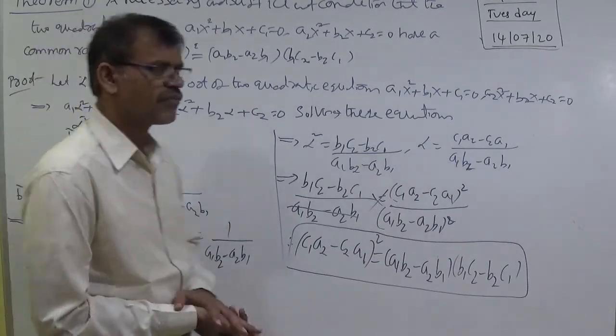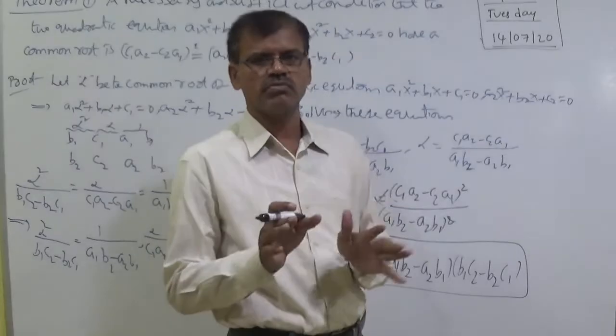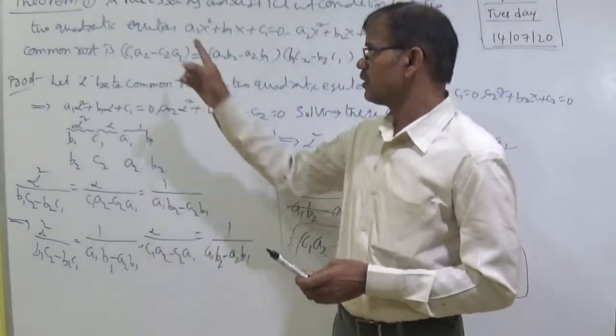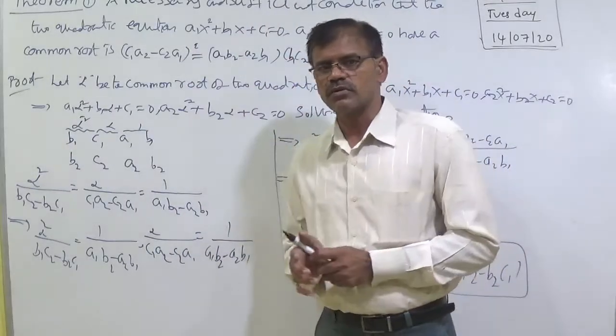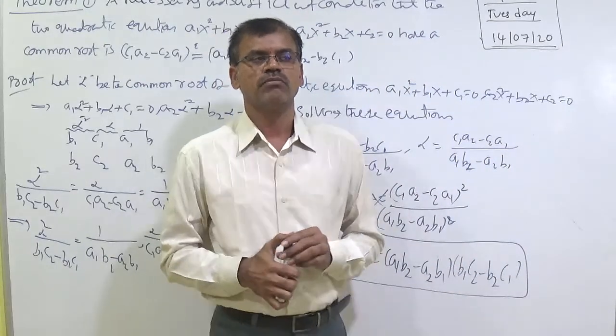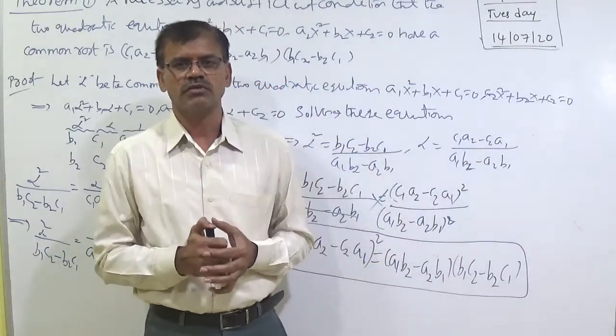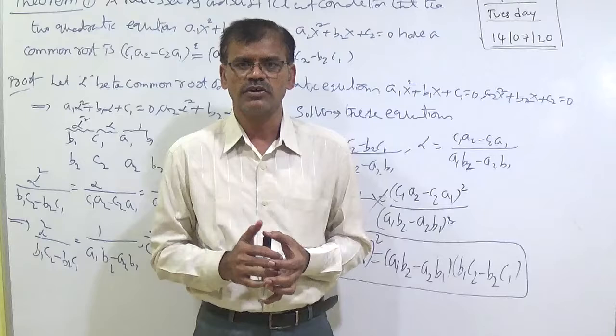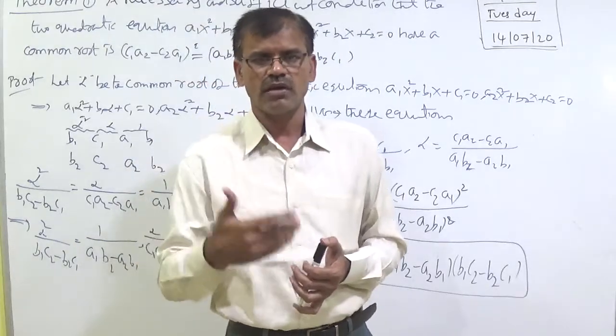Simply remember the formula. The theorem is not at all important. Whenever a common root question is asked, whether objective or IIT, you should remember the formula: (c1 a2 minus c2 a1) whole square equal to (a1 b2 minus a2 b1) into (b1 c2 minus b2 c1).